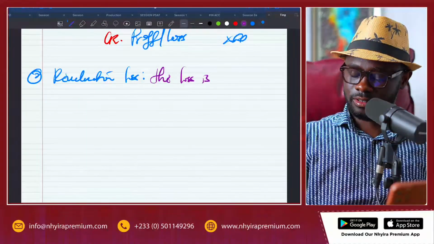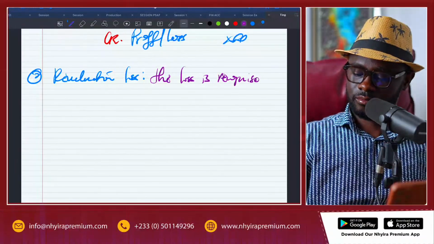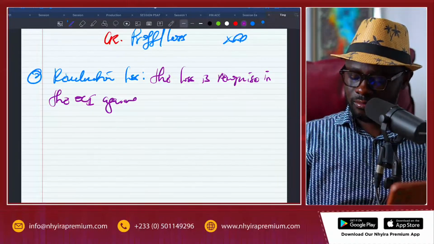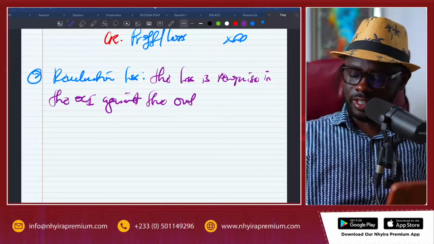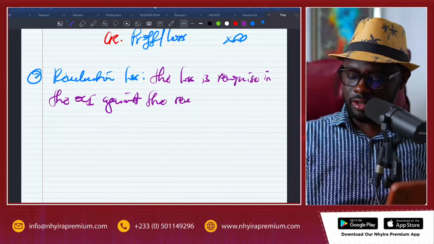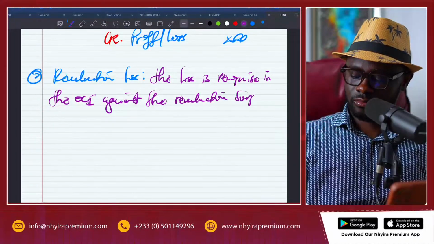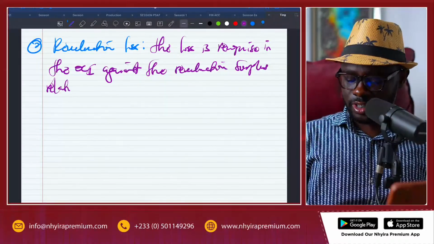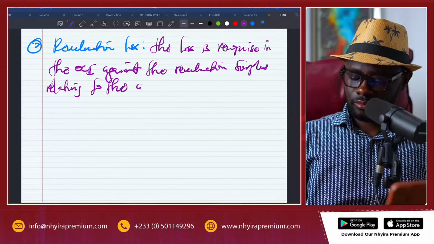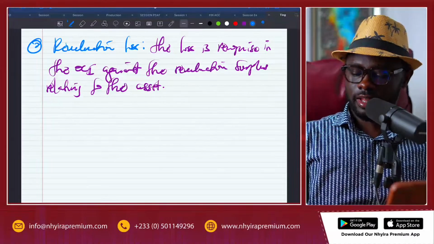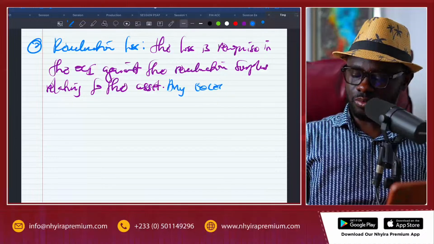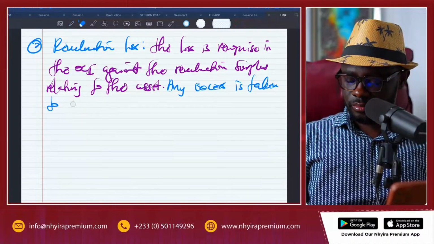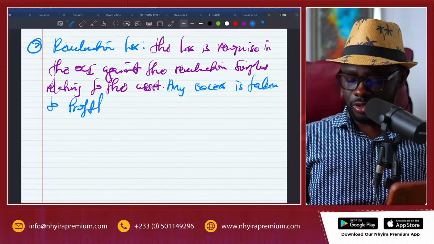So the loss is recognized in the OCI against the revaluation surplus relating to the asset. Then any excess amount is what will go to P&L. Any excess is taken to profit or loss.